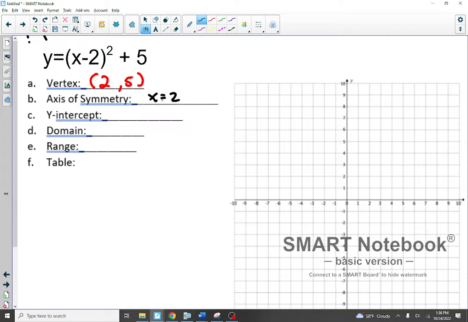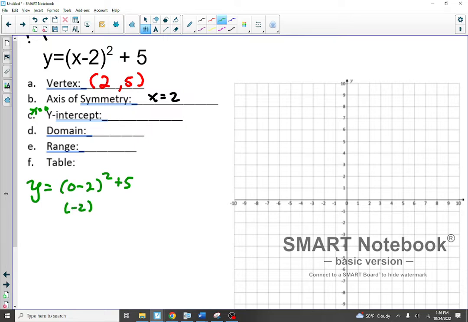You could technically write x equals 2. If you just wrote 2, that's fine. The y-intercept, I actually have to do the math, though. Remember, to find the y-intercept, I do x equals 0. So y equals 0 minus 2 squared plus 5. You've got to flip the sign in x, and it's because h is negative in the original equation. So you've got to think, what did I plug in to keep it negative 2? I must have plugged in a positive 2.